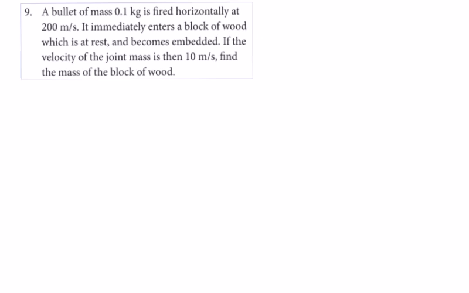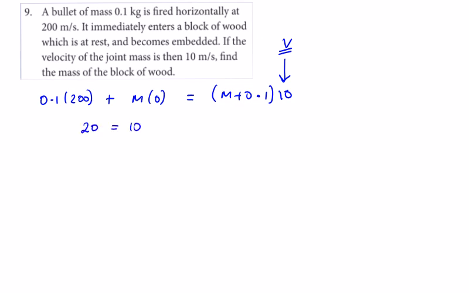So a similar type of question here. A bullet 0.1 kilo fired at 200 meters a second enters a block of wood which is at rest. So whatever the mass is here, it doesn't really matter so far because we're going to be multiplying it by 0. And the velocity of the joint mass is 10. So now we have m plus 0.1 times 10. This being the v that we calculated in the last question. We're going to end up with 20 is equal to 10m plus 1. 10m is equal to 20 minus 1, 19. So m is equal to 1.9, and that would be in kilograms.